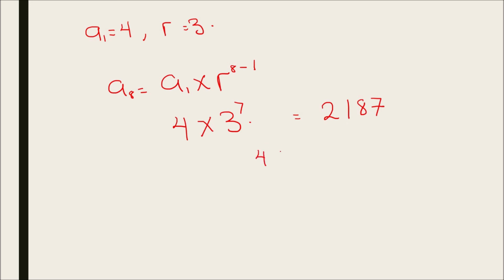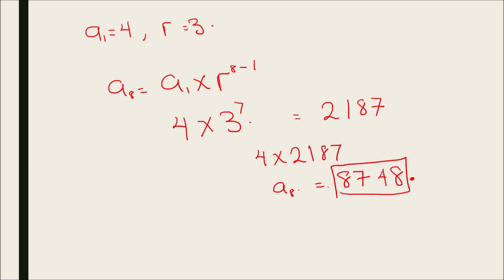So that's 4 times 2187. What's 4 times 2187? I'm going to use a calculator for that. That's 8748. So the value of the eighth term, or a8, is 8748, which is quite large. It's quite a large number.